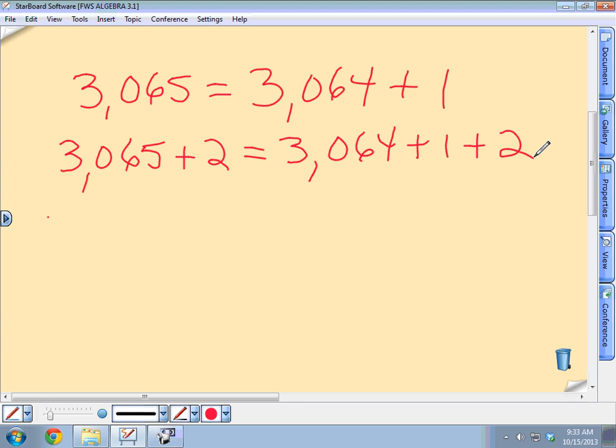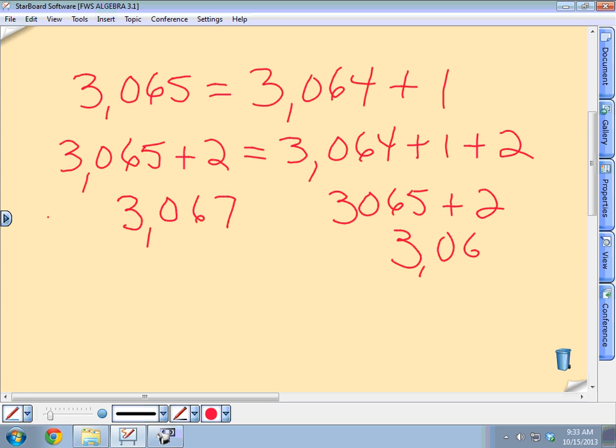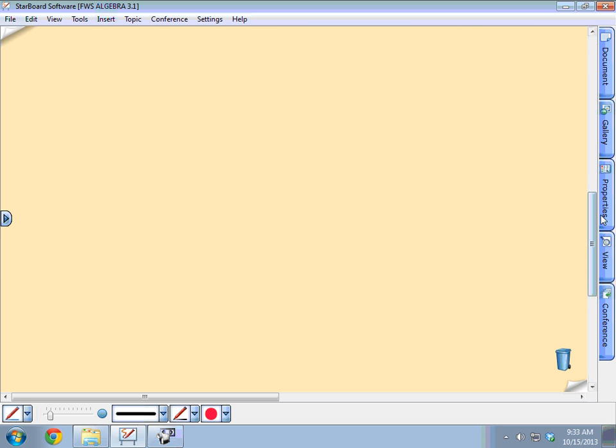And if you did some quick math, you would say that this is 3,067, and this is 3,065 plus 2, which is also 3,067. And those things are equal. And so that's all that the addition property of equality says, is as long as you add the same thing to both sides, it's still a true statement. It's still equal. Okay? And in the same way, the subtraction property of equality is sort of the same thing. Pick a number, Shay.